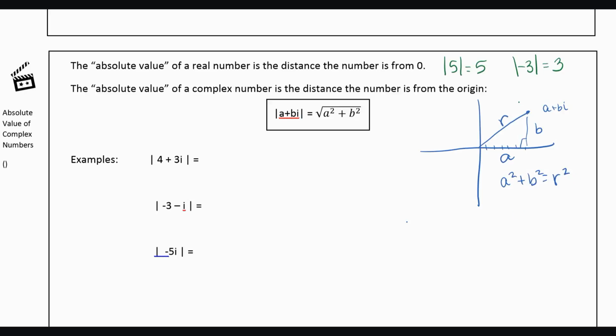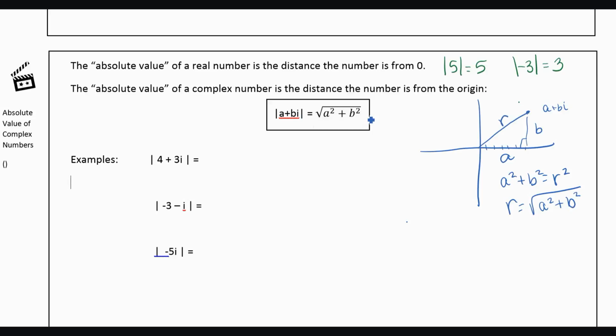So we take the square root of both sides and we say r is equal to the square root of a squared plus b squared. Now, this should be looking very familiar with polar coordinates because this was exactly the same way we found r. We're now just using the letters a and b instead of x and y.